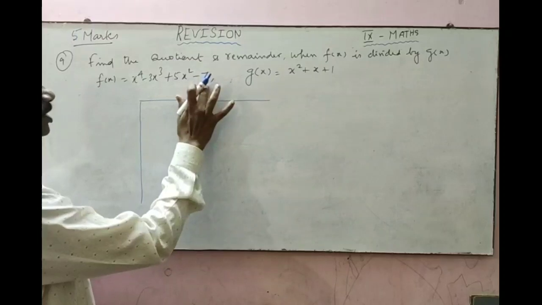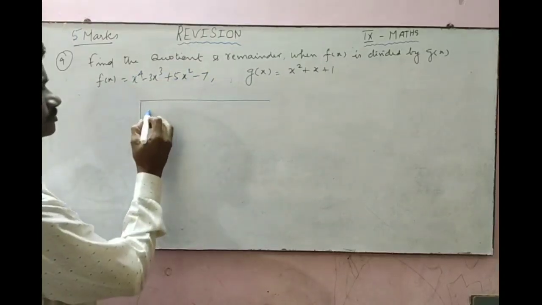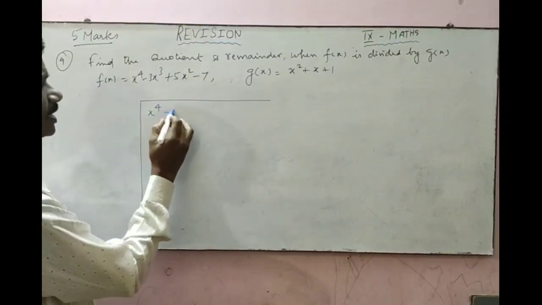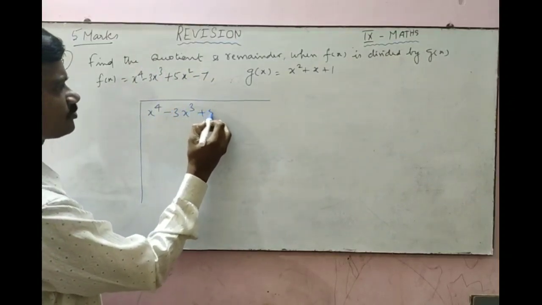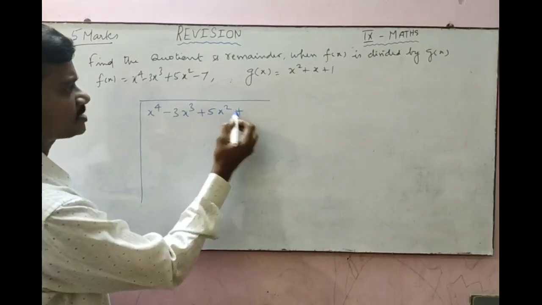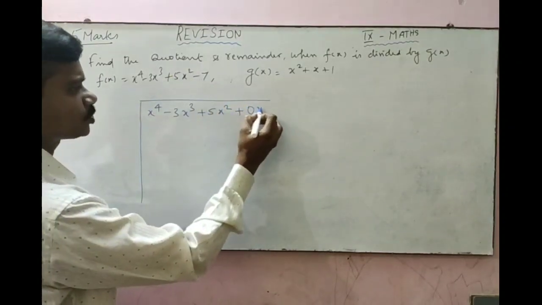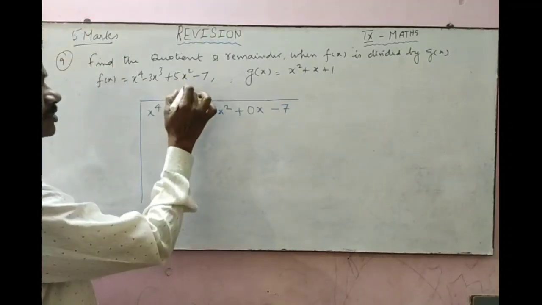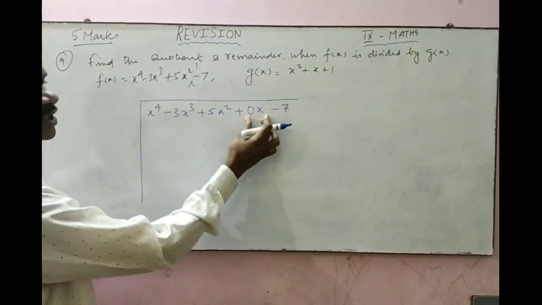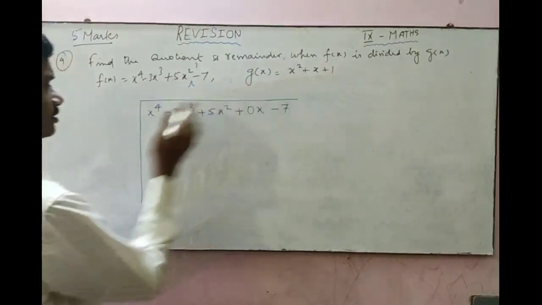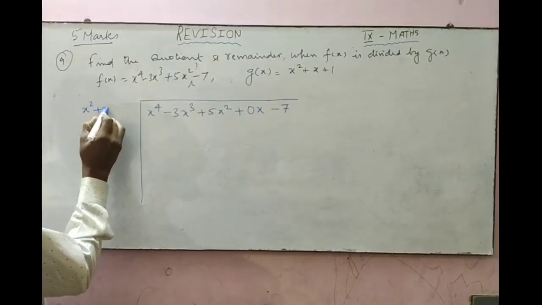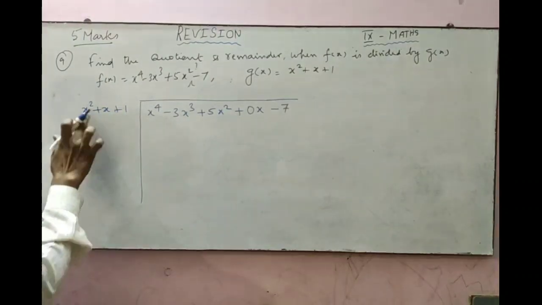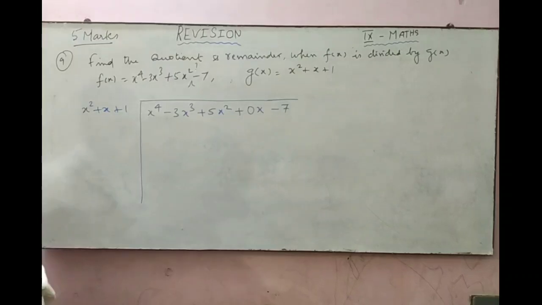Look at this polynomial. In this, one term is missing, that is x term is missing. So x power 4 minus 3x cube plus 5x square plus x term is missing. So I am going to include this as 0x minus 7. இந்த இடத்துல x term அப்படின்றது இல்ல. So அதனால நம்ம 0x அப்படினு சேர்த்துக்கிறோம். Then the divisor, write the divisor x square plus x plus 1. Here 3 terms are there. X square term இருக்கு, x term இருக்கு, constant term இருக்கு.